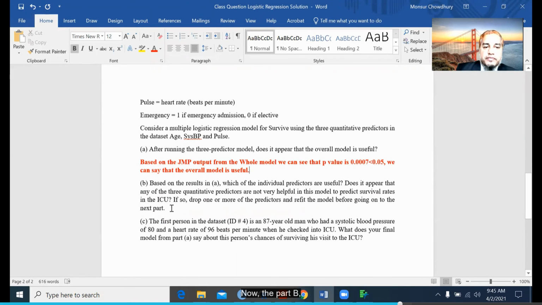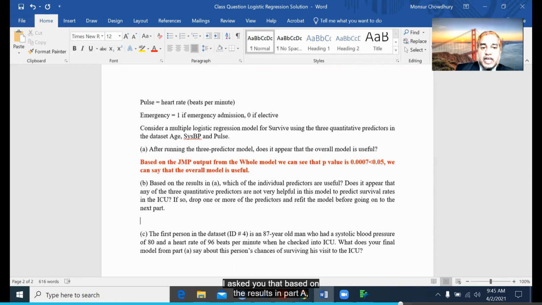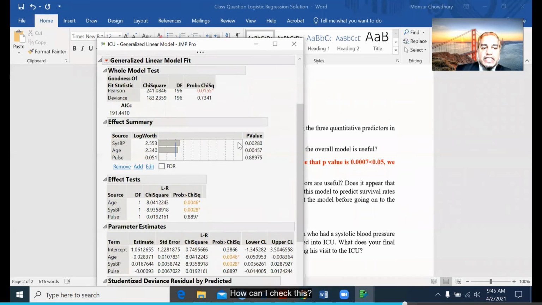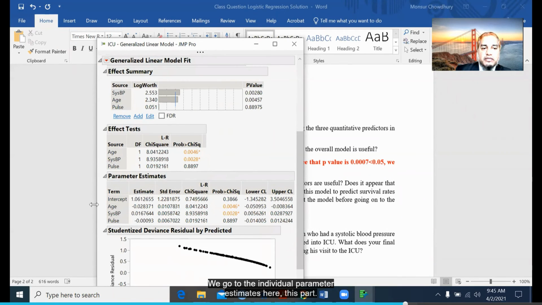Now part B. I ask you that based on the results in part A, which of the individual predictors are useful? Does it appear that any of the three predictors are not very useful in this model to predict the survival rates in ICU? If so, drop one or more of the predictors and refit the model before going to the next part. Now let's look at this. How can I check this? We go to the individual parameter estimates here. We can see that age and systolic blood pressure are significant, pulse is not significant.